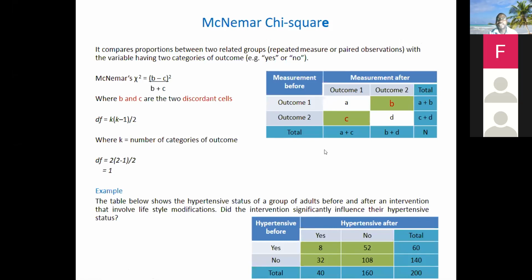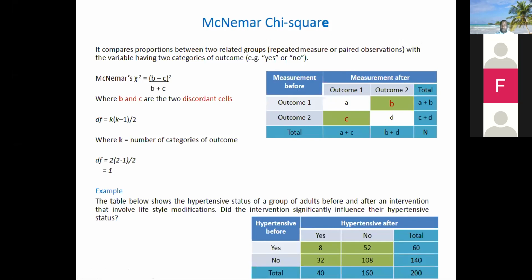What I say is, can you see the example? Measurement before, measurement after. You put your measurement before along the horizontal, your measurement after along the vertical. Since it's the same measurement you do, outcome 1 maybe yes, outcome 2 maybe no, before. After, outcome 1 maybe yes, outcome 2 maybe no. Can you see now? Okay. So look at the example.